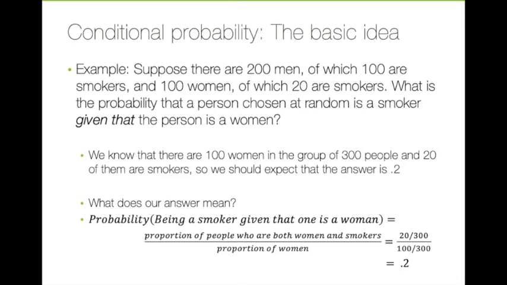Let's write out this reasoning. We wanted to know the probability that a person is a smoker given that they are a woman. It's going to be some fraction of the women. So we'll divide by the proportion of the group that are women. Divide what? Well, we wanted to focus on the people who are women and smokers, which was only 20 of the 300 people. So running the math, we get the chance that someone who is a woman is a smoker to be 0.2.